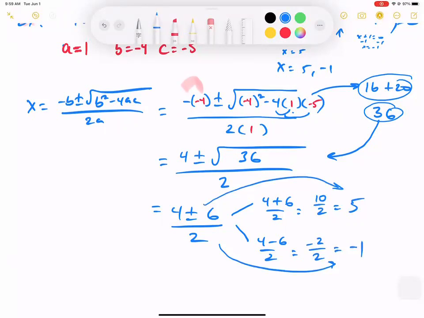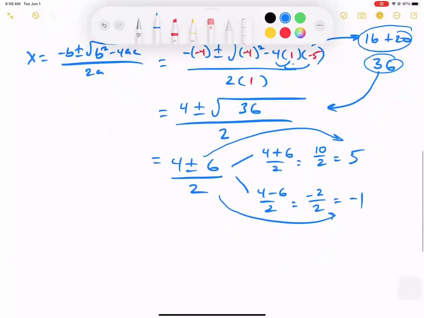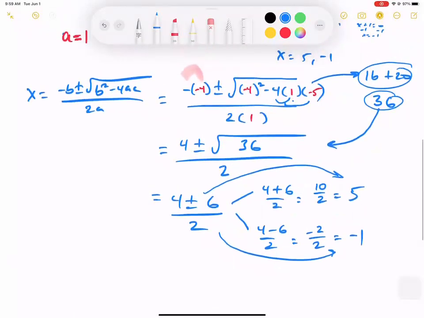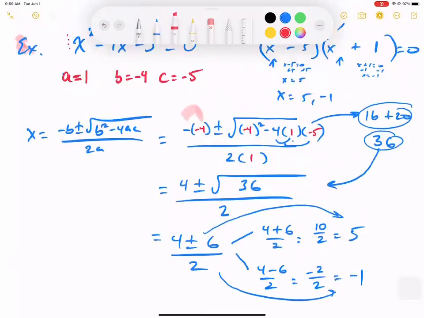Okay, let's do another problem here. Okay, so we have two answers here, 5 and -1. And please be observant here that those are actually the same answers we got previously.